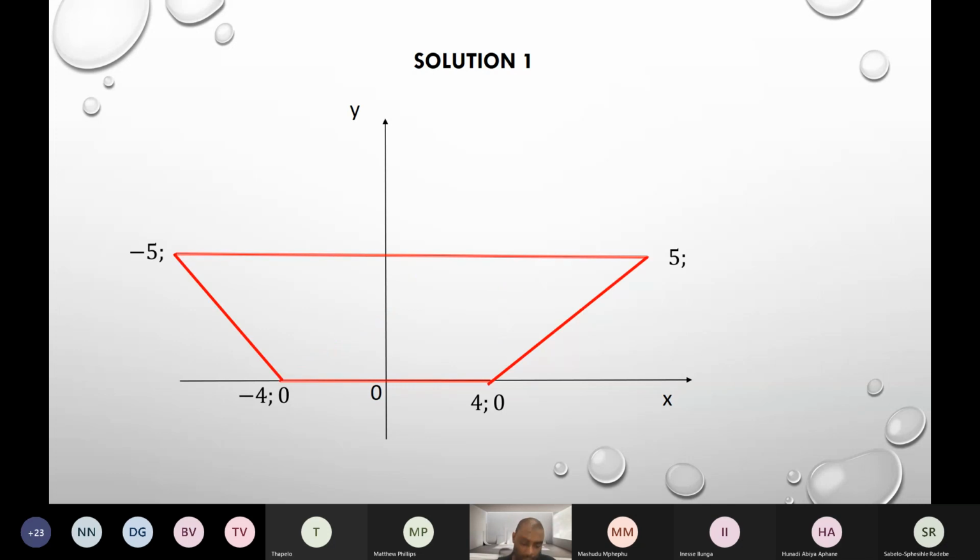The top is 10 meters wide, so we're going to measure from -5 to 5. Is that okay? The bottom is -4 to 4 because it's 8 meters, and we're dividing by 2. The top is -5 to 5 because it's 10 meters. Then you complete the trapezium by joining those lines.